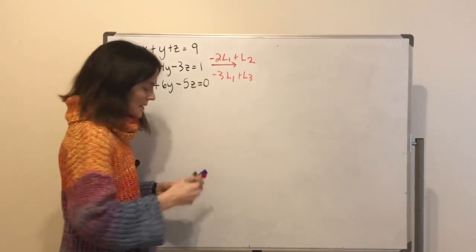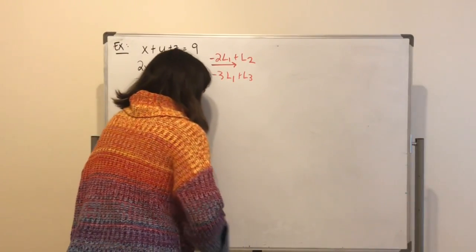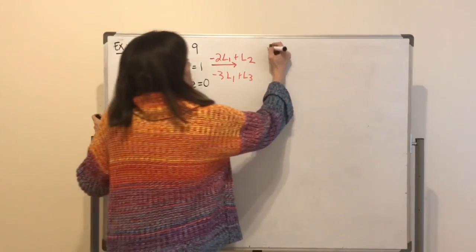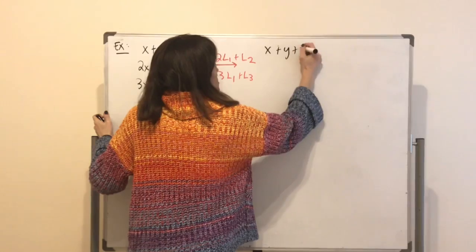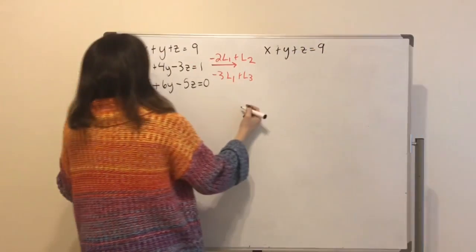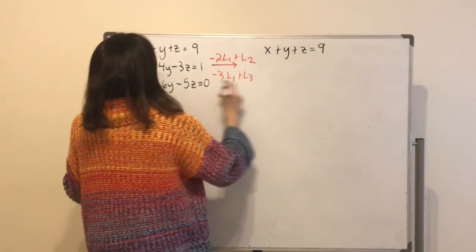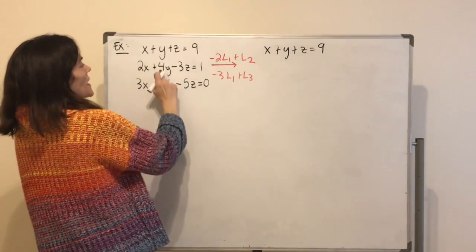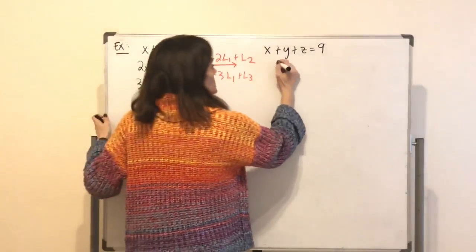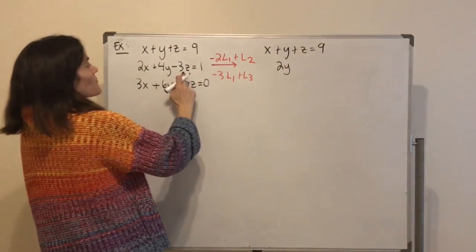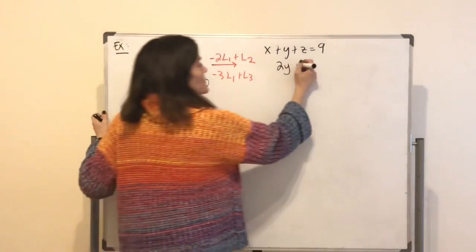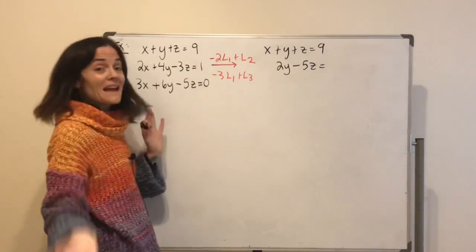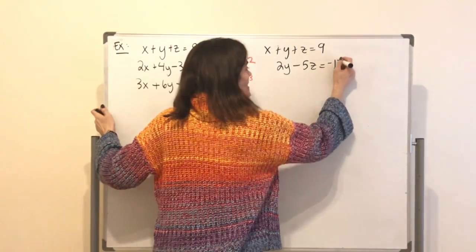And let's recopy the corresponding system. The first line has not changed. The second line is now, well, the x is not there. And then here we have 4 minus 2 gives me a 2y. And I have minus 3 minus 2 gives me minus 5z. This will be 1 minus 18, negative 17.